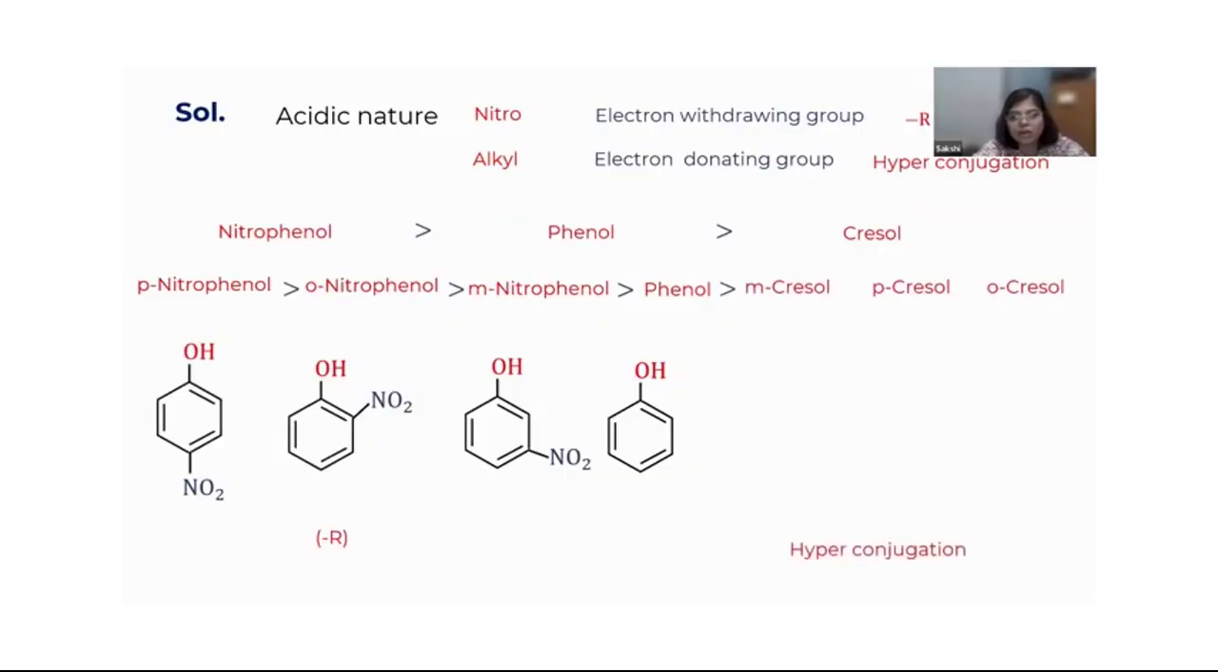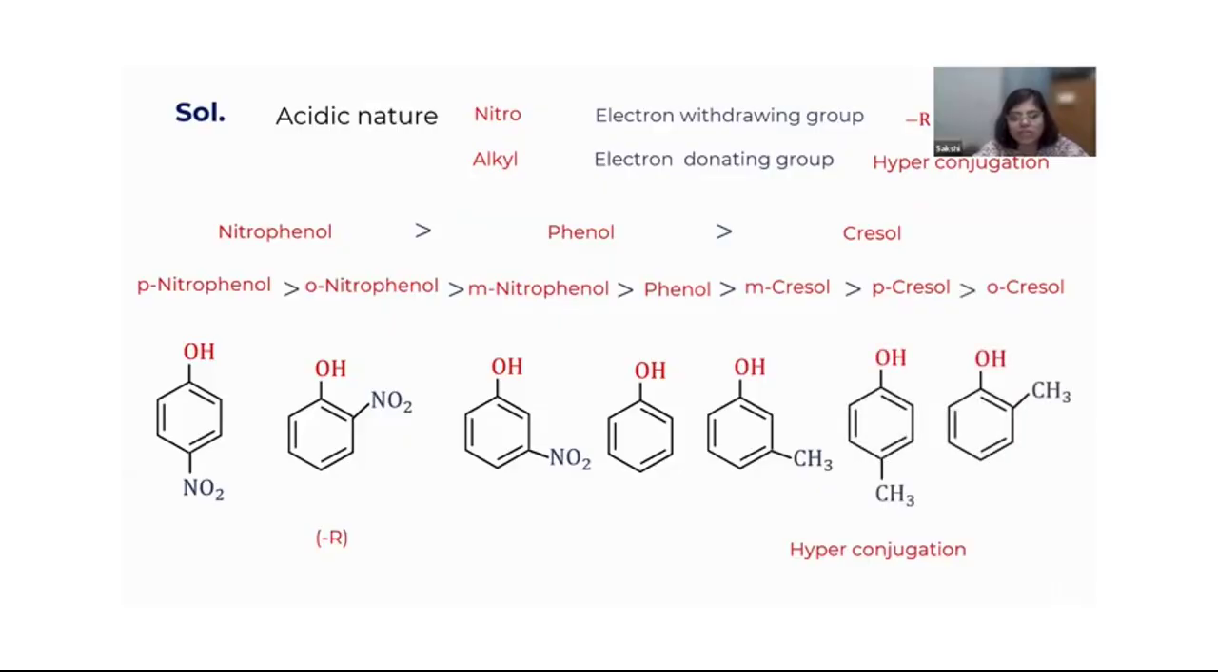So I really hope you understood about acidity. You understood the basic structure of alcohols, phenols, and ethers, and their properties like solubility and boiling point.